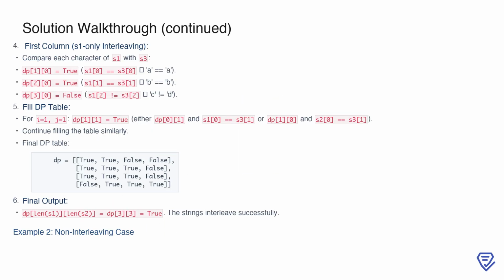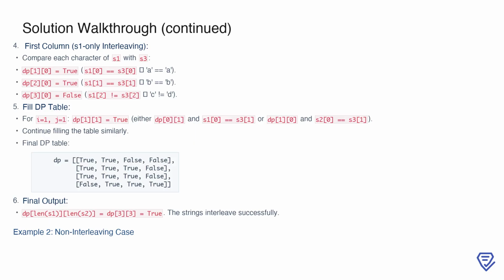Now, we move to the first column, which corresponds to cases where only S1 contributes to S3. We compare each character of S1 with the corresponding character in S3. For instance, the first character of S1 matches the first character of S3, so DP[1][0] is true. Similarly, the second character of S1, B, matches the next character of S3, so DP[2][0] is also true. However, the third character of S1, C, does not match the next character of S3, so DP[3][0] remains false.